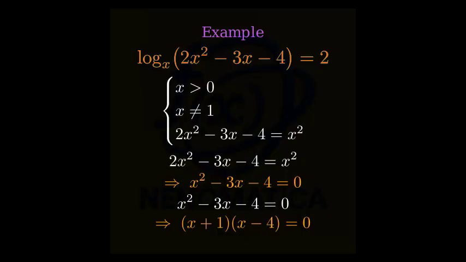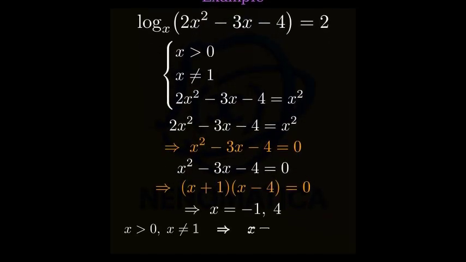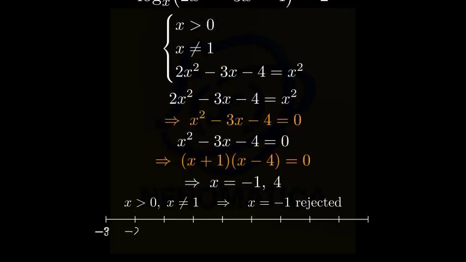Step 4. Apply the zero product property. Therefore, x equals negative 1 or x equals 4. Step 5. Enforce the domain of the logarithm and keep only valid solutions. We need x greater than 0 and x not equal to 1. So negative 1 is rejected.